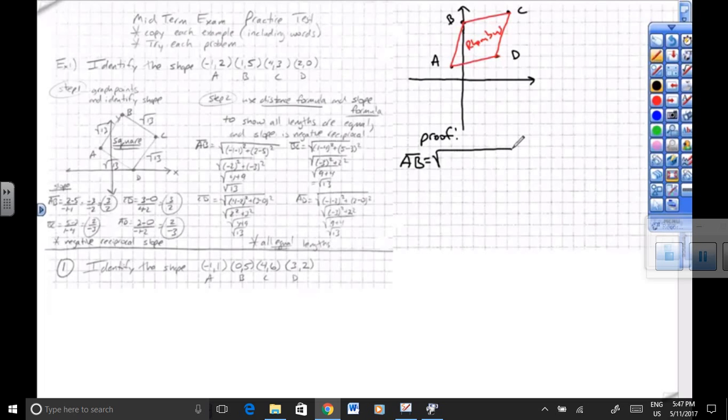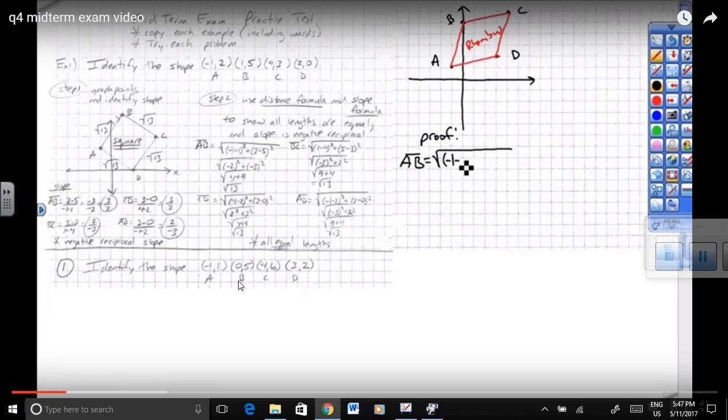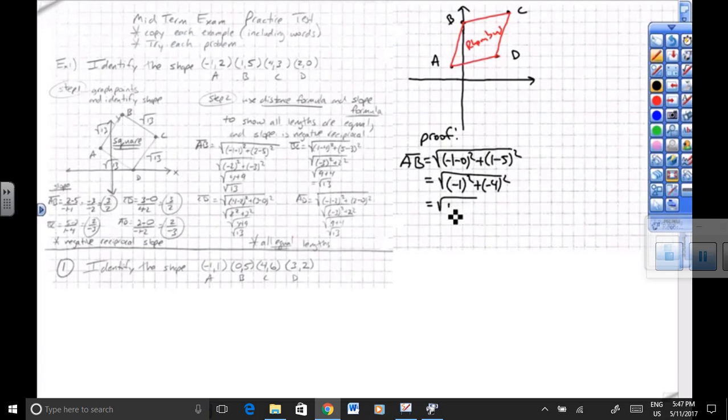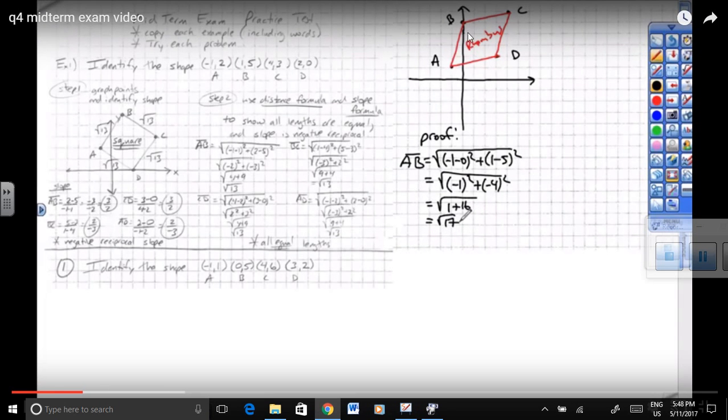So A and B, between negative 1 and 0, subtracting: negative 1 minus 0 squared plus 1 take away 5 squared. No double negatives there. So negative 1 squared plus 1 minus 5, which is negative 4 squared, gives me the square root of 1 plus 16, which is the square root of 17. So that is the length of AB.